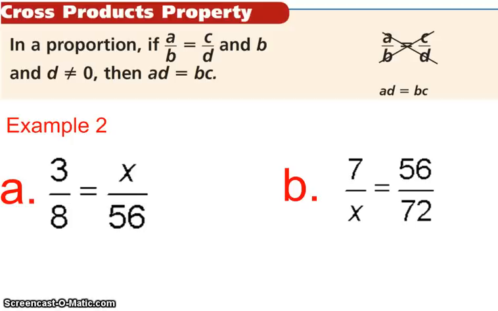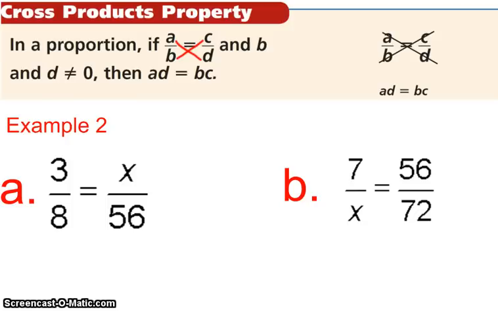The next part of the notes is the cross products property. So in the proportion, if A over B equals C over D, and B and D are both not equal to 0, then we're going to have AD equals BC. Remember, this is the cross product. So we want to multiply your A times your D, and set it equal to B times your C.